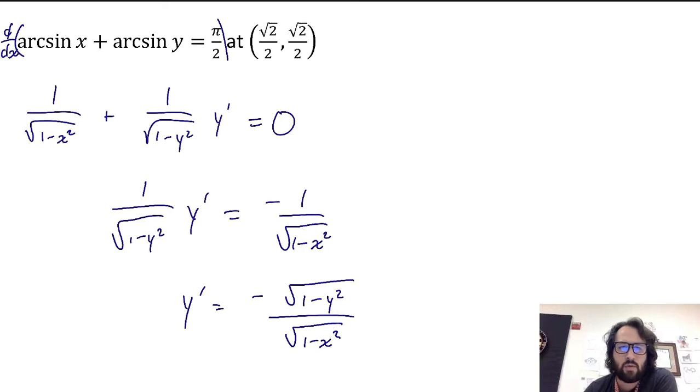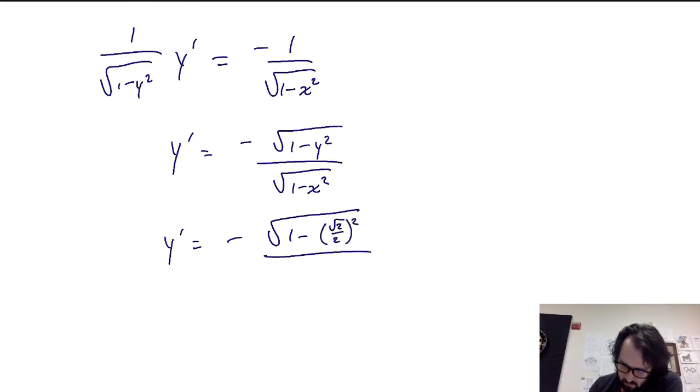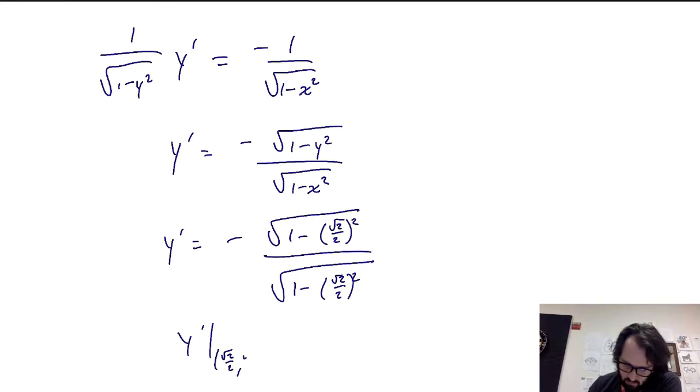Because we're given the point, root 2 over 2 comma root 2 over 2. And really, since the point is the same in both of these, my slope should just be -1. But let's show it. All right, so that's the same thing. This is all the same thing, so it's the same thing divided by itself. So that whole part is just 1. So y prime at root 2 over 2, root 2 over 2 equals -1.